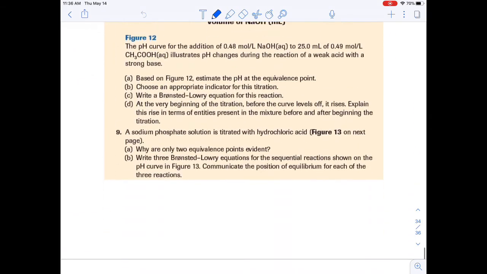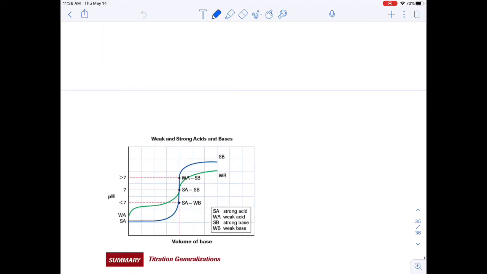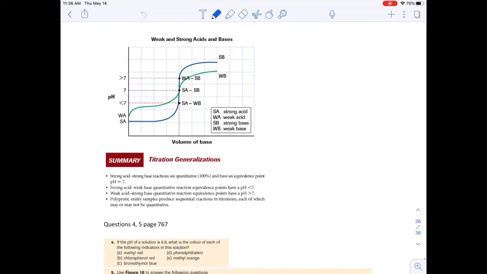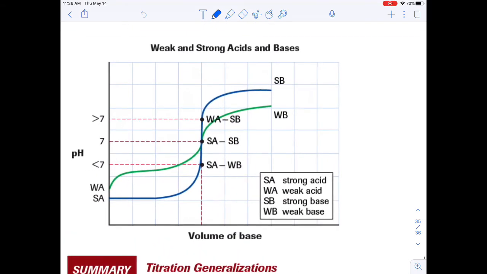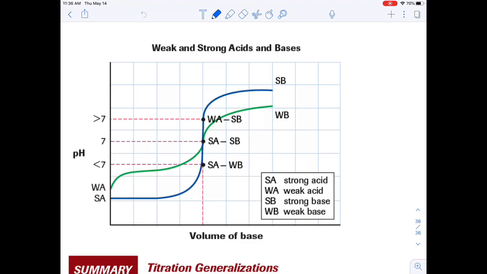I want you to be able to go through and look at some of these curves and make sense out of them. One thing that I'll draw your attention to is this. It's a little bit baffling to look at, but I want to just go over it quickly. If I had a strong acid and a strong base and they're monoprotic, the equivalence point is going to be at 7. So that's for a strong acid and a strong base.